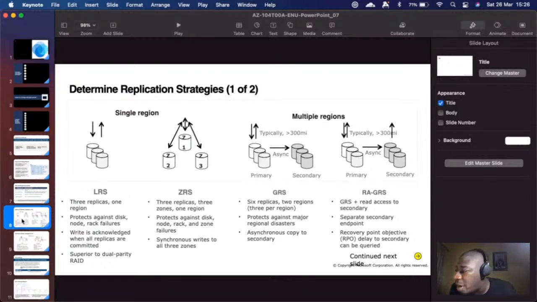The next one we're talking about is the RAGRS. And I'm sure you're wondering, what is the difference between the GRS and the RAGRS?